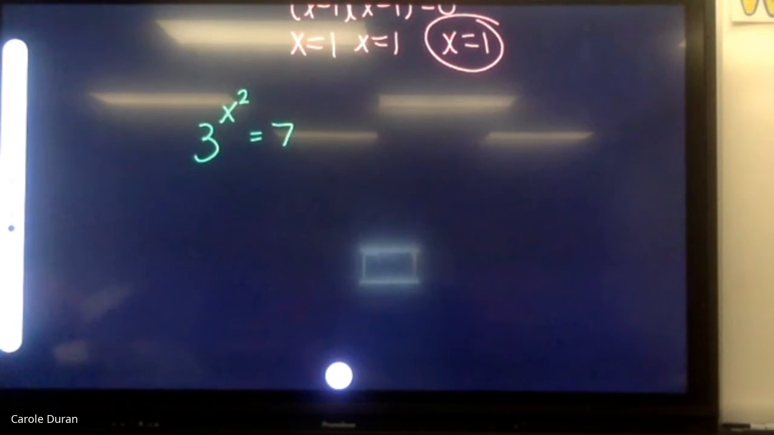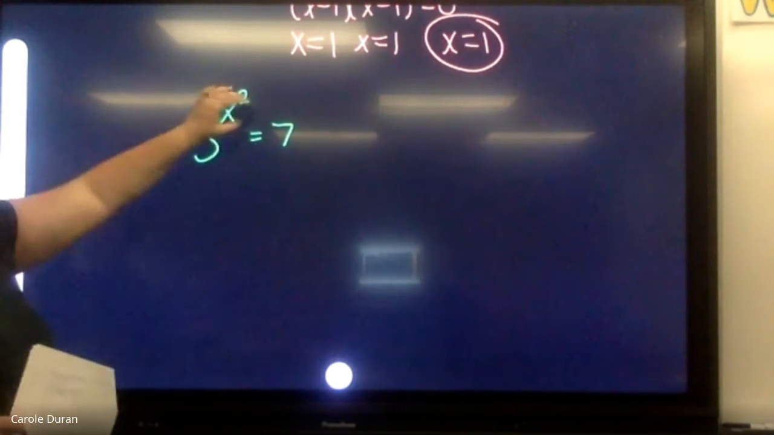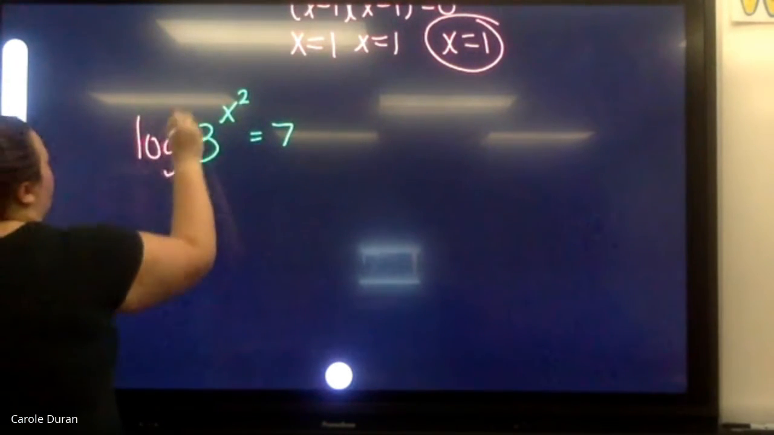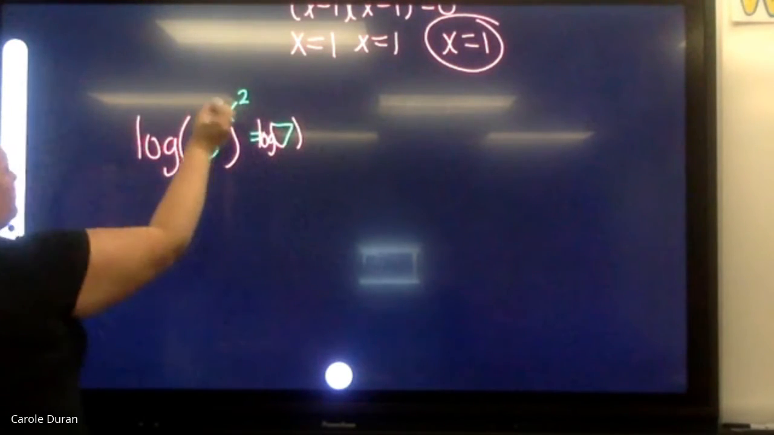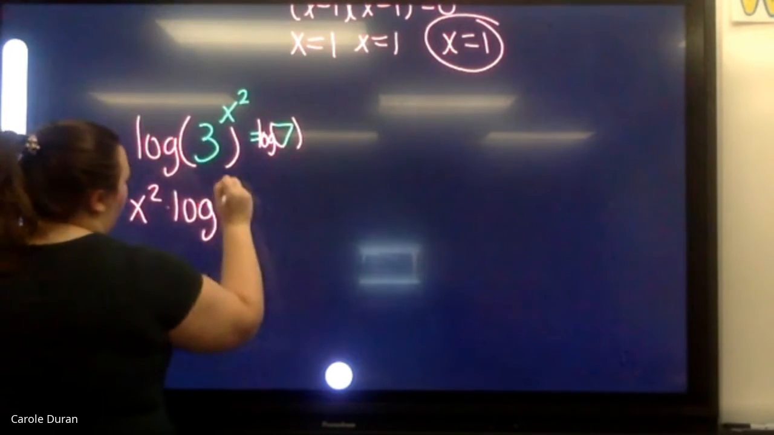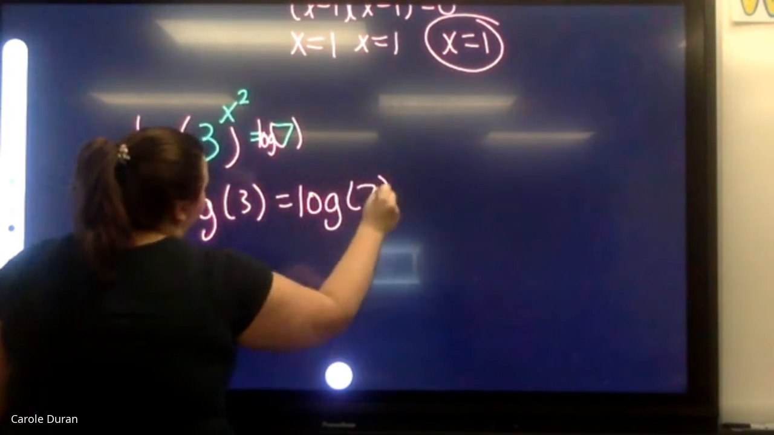But even then, it's already an exponential and I can't do an exponent of an exponent. So I'm actually going to go the opposite way and change this into a logarithmic function by taking the log of both sides to hopefully bring that x squared out front. So I take the log of both sides here. When I do, I can bring this exponent out front. It becomes x squared times log of 3 equals log of 7.